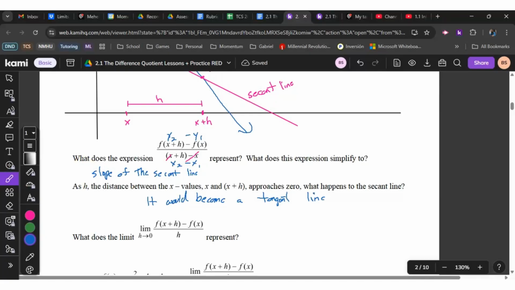So therefore, what does the limit as the distance between the 2 points approaches 0 of f of x plus h minus f of x over h become? Remembering that this was a simplified form of what? Of the slope. So then this would become the slope of the tangent. We already had the slope of the secant line. That was the original one. Now if we take the limit as h becomes 0, it's the slope of the tangent line.